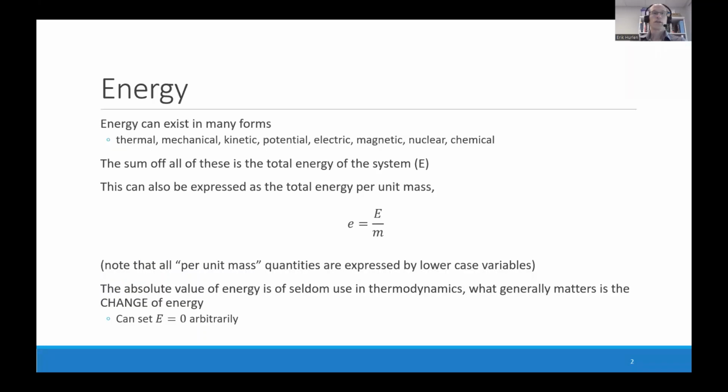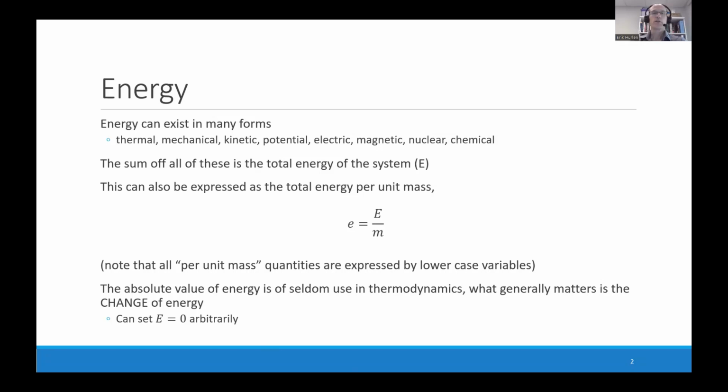Energy exists in many forms: mechanical, heat, kinetic, chemical, etc. The first four, the ones listed here, are the ones we will see most in this class. If we take the sum of all of these forms of energy together, we get the total energy of some object. This is denoted by capital E. We also often deal with the energy per unit mass, or a specific energy, denoted little e.